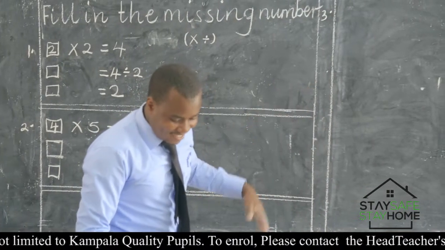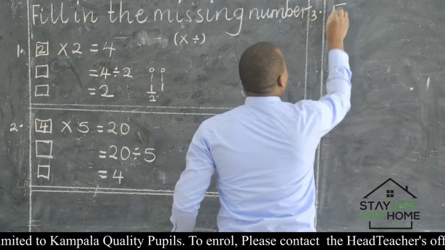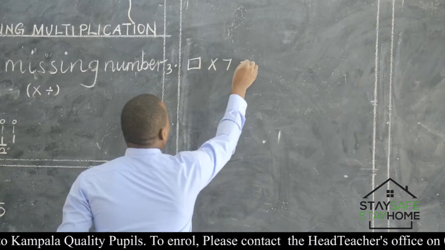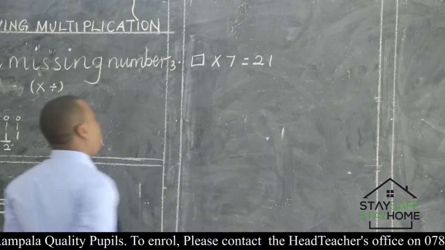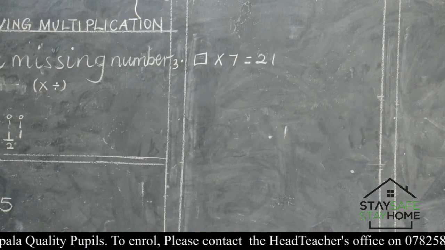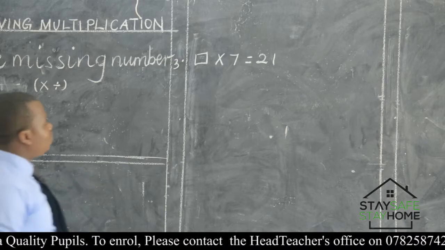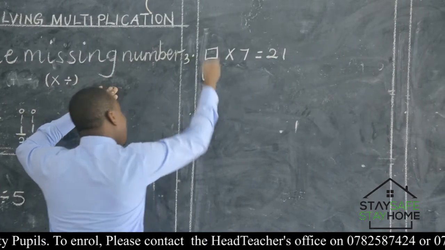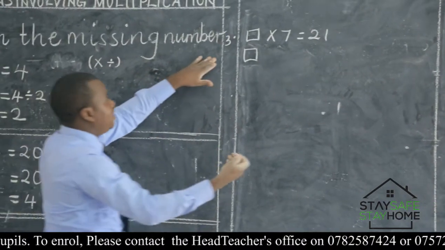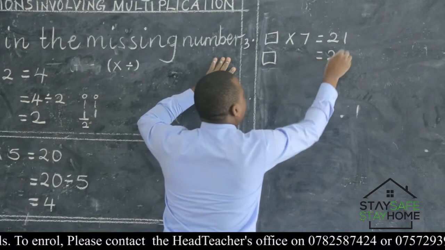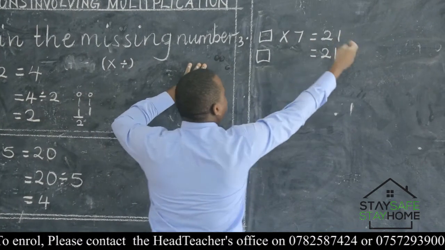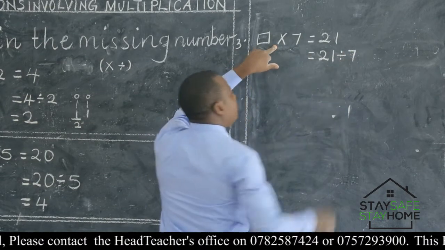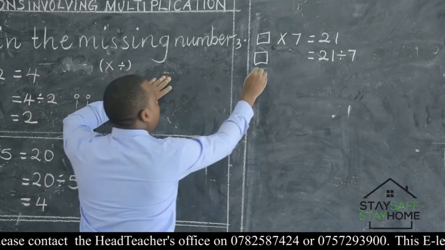The second last example is saying a box times 7 equals to 21. So what do we do? Box times 7 equals to 21. What are we going to do? We shall maintain a box, the same place for smartness of work and organization of work, equals to 21. Now 7 is crossing, so instead of times 7, it will change to divide by 7. Then what do we do here?